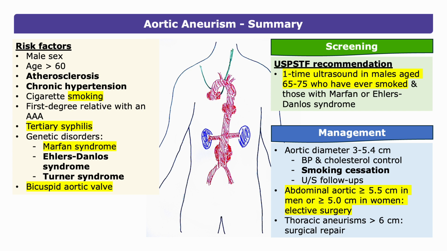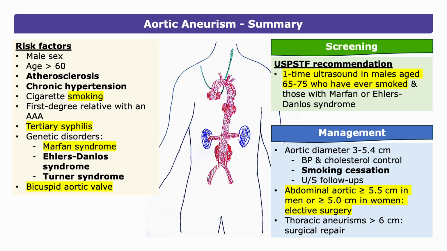Remember for your exams that the current recommendation for screening is a one-time ultrasound in males aged 65 to 75 who ever smoked, and also for those individuals who have Marfan or Ehlers-Danlos syndrome. Management is going to be based depending on the diameter of the dilation. So anything between 3 and 5.4 centimeters, just control the blood pressure, control the cholesterol, encourage smoking cessation, do follow-ups.